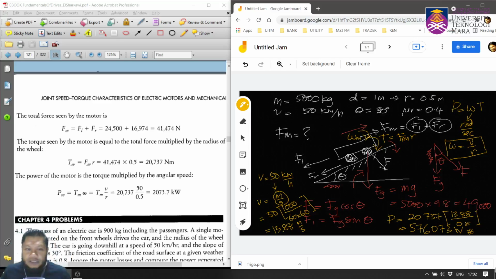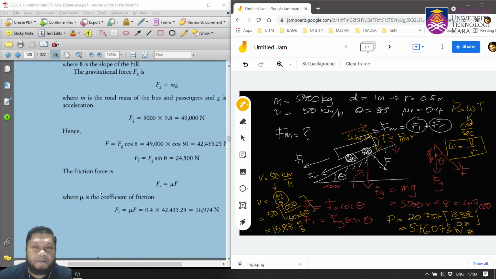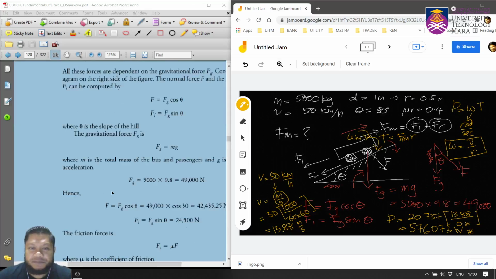Okay, so that's the answer, quite different to the one in the solution, because there is a mistake in the solution, because Sharkawi should convert that into meter per second first. This velocity should be converted into radian per second before multiplying by the torque, right? So try to understand this example 4.1, and then you can proceed with chapter 4 if you like. Okay, right? Simple.